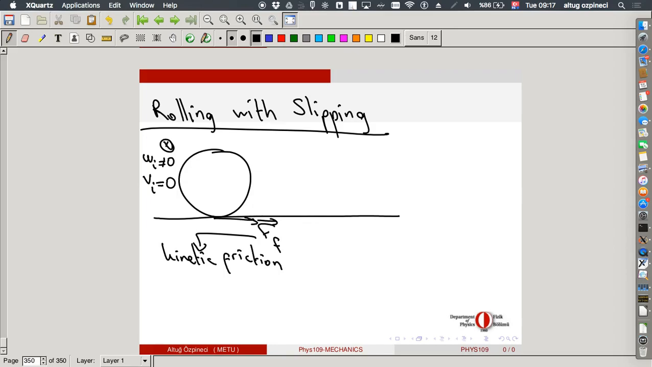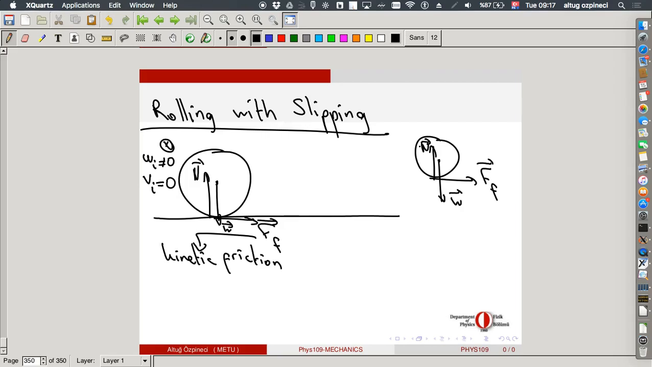Other forces? There is a normal force. There is the weight. And that's it. By the way, this is not a free body diagram. If I wanted to draw the free body diagram for this object, this is what I would draw. It looks almost the same, but there is no ground in it. This is the free body diagram. Now let's stick with this one.